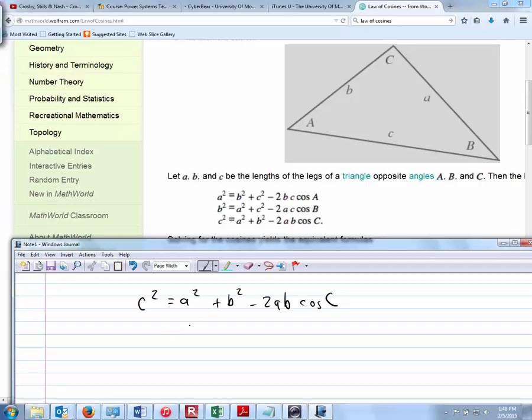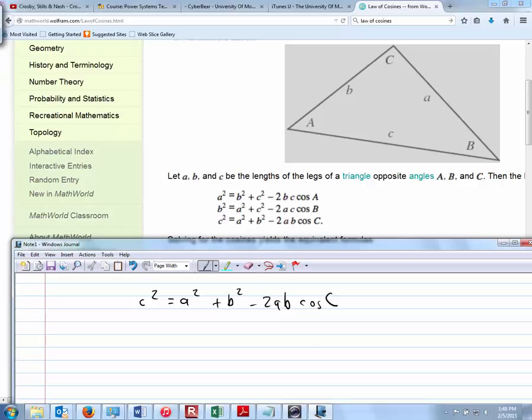Now, the thing to keep in mind is that the lowercase variables are the sides, and these are the angles. So you probably remember from trig that as long as you know two sides and an angle, you know everything.